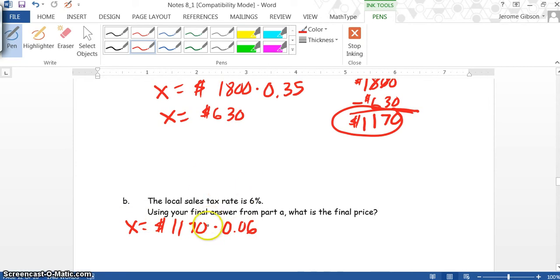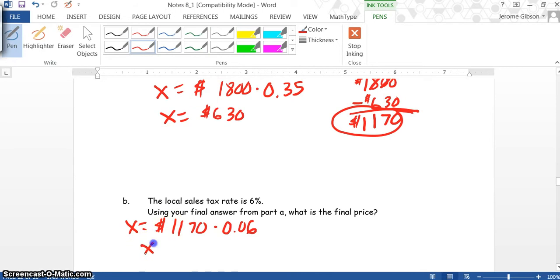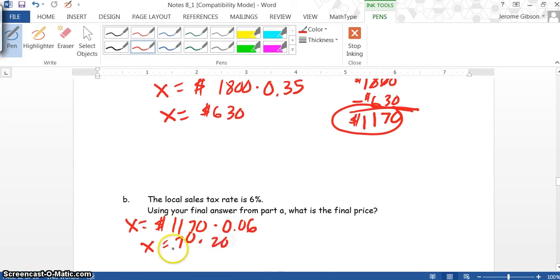Now, we want to multiply this. We could use the calculator. We have 1,170 times 0.06, which gives us $70.20. So this gives us $70.20. And so now we will have to take the price, which is 1,170, and we will add $70.20.